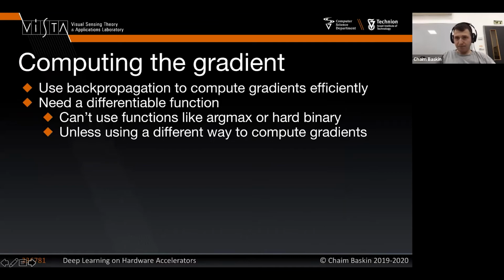So how does it go practically? We use backpropagation to compute our gradients. We need a differentiable function. We can use functions like argmax, hard binary, or other functions that are not tractable. If we keep such a function, we use a smoothed version of it, so we have smoothness for backprop over these functions, unless we use a different way to compute gradients.